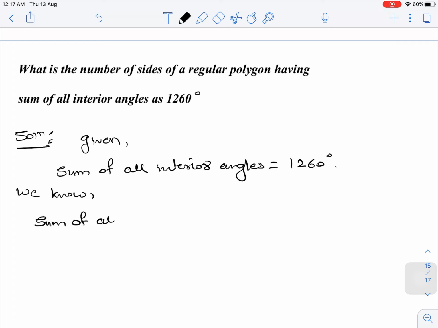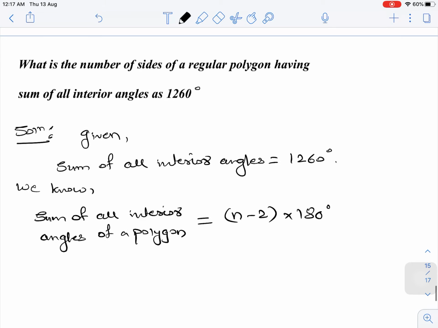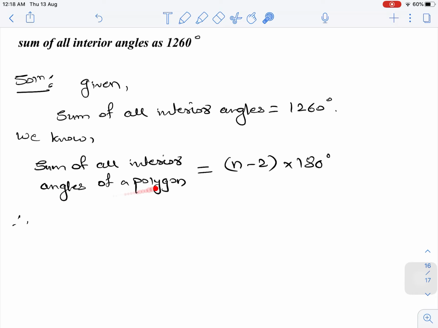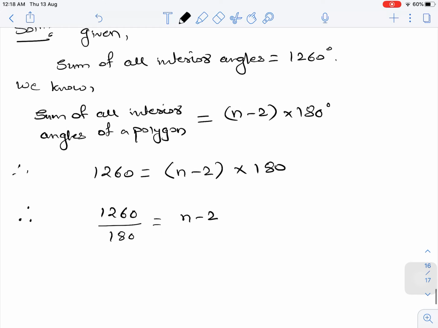Now we know the formula. Again you have to write the formula: the sum of all interior angles equals n minus 2 into 180. Therefore we already have the value of the sum of all interior angles, that is 1260, so we write 1260 equals n minus 2 into 180. In the next step, this 180 is multiplying this bracket, and if we change its side, it will divide. So 1260 divided by 180 equals n minus 2.